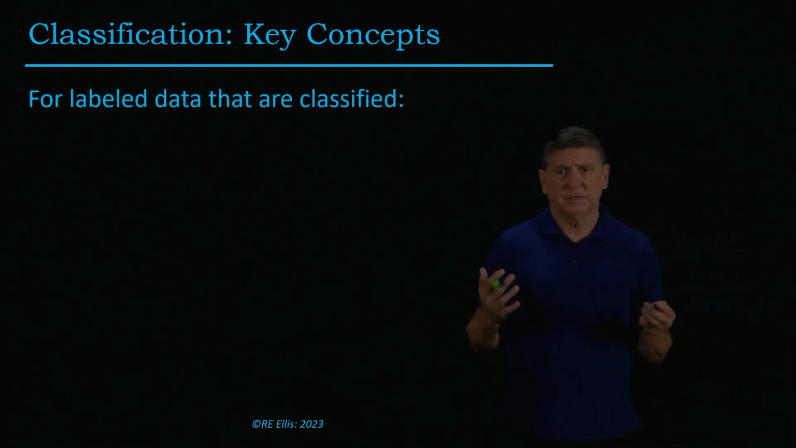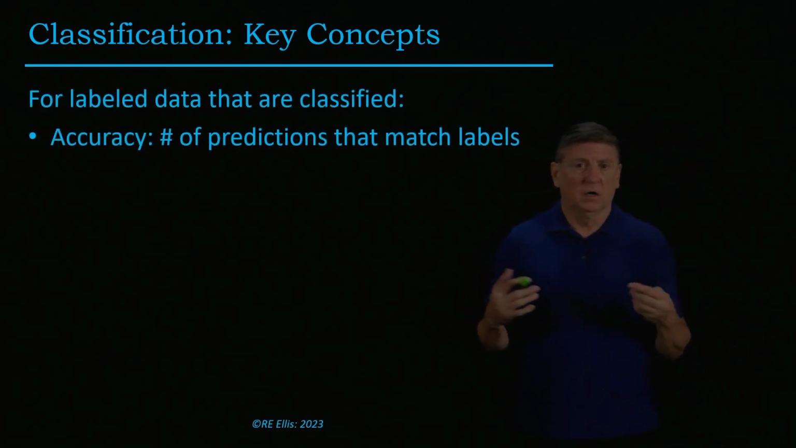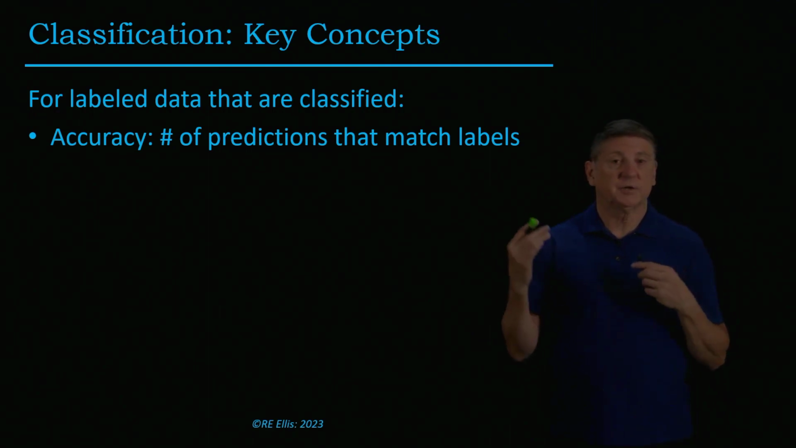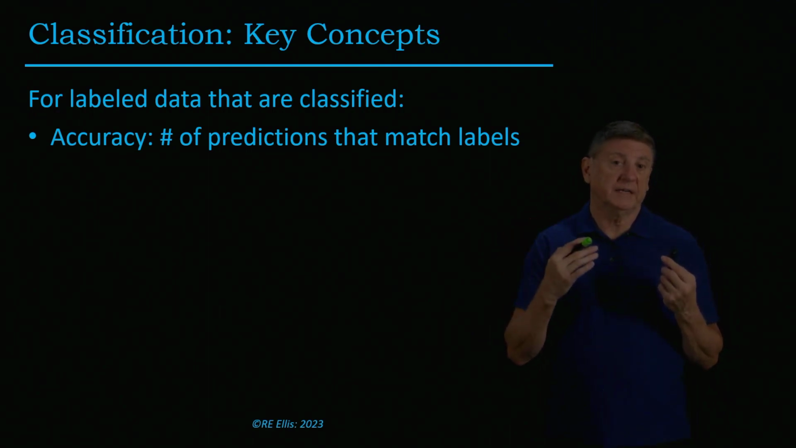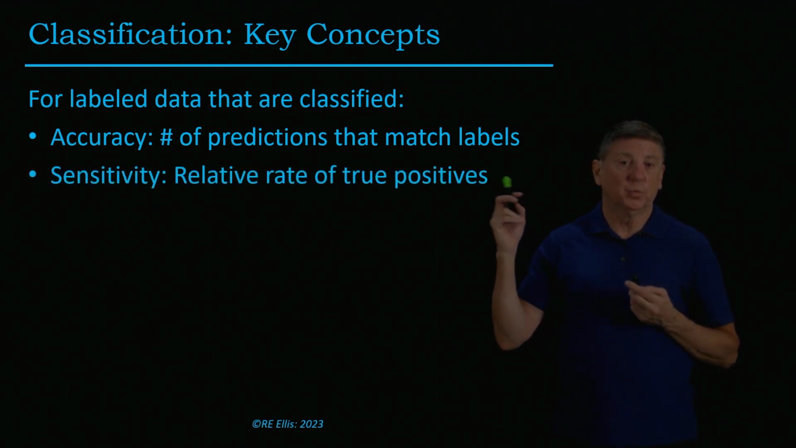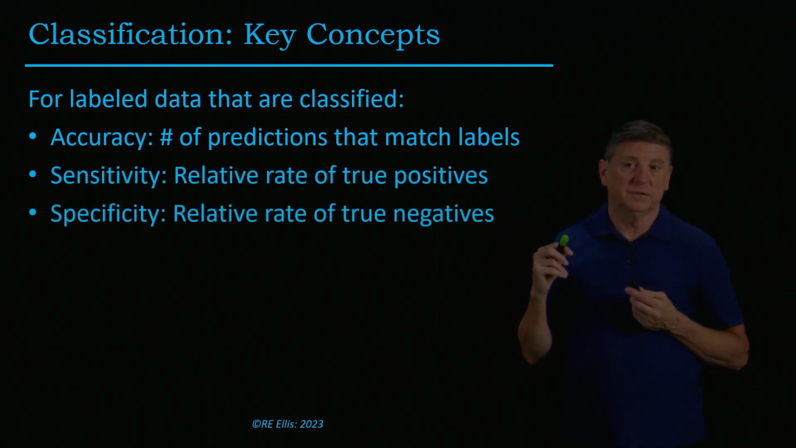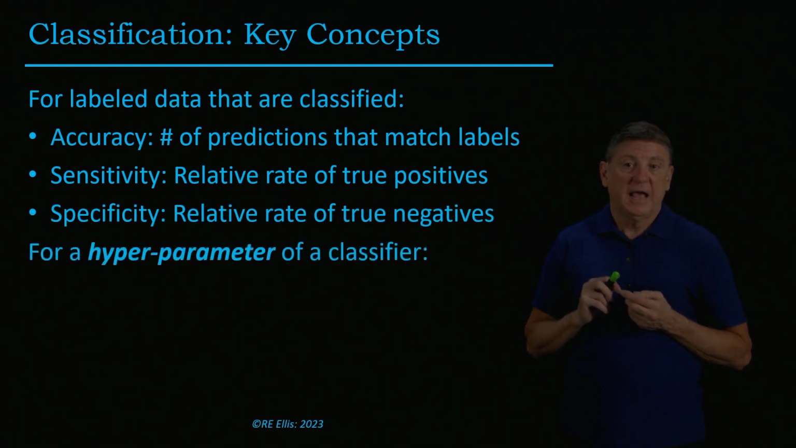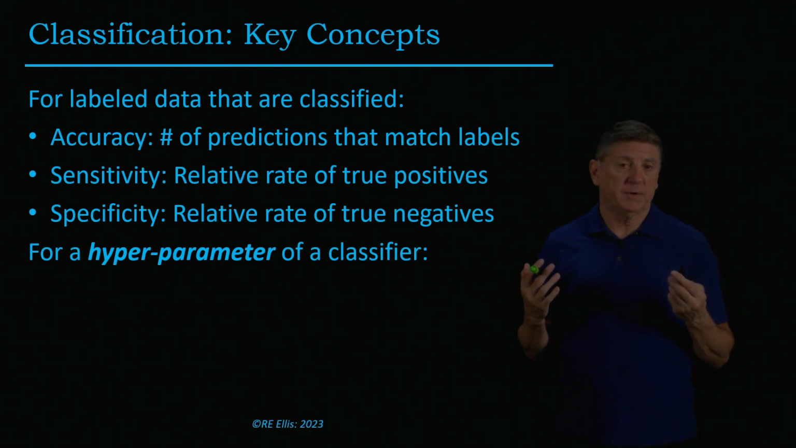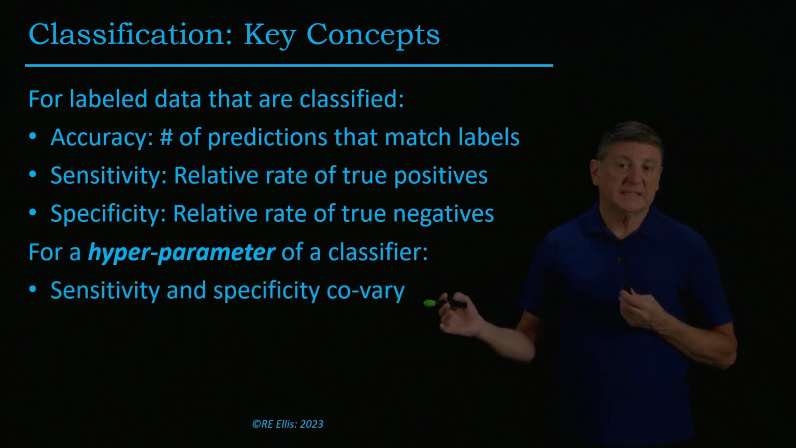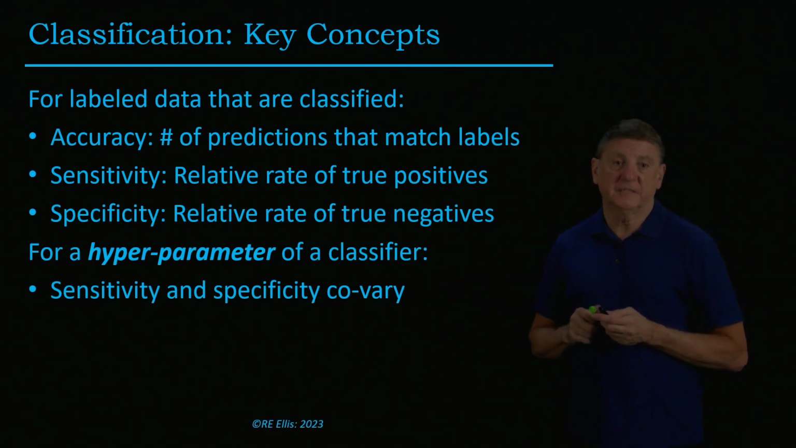So key concepts in classification are the accuracy, the number of predictions that match the labels. That's our true positives plus our true negatives divided by the number of data that we have. The sensitivity is the relative occurrence of true positives. The specificity is the relative occurrence of true negatives. And if we have a hyperparameter in our classifier that we can vary, what we'll discover is that sensitivity and specificity co-vary with the value of this hyperparameter.